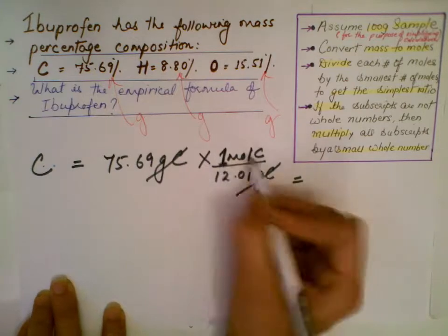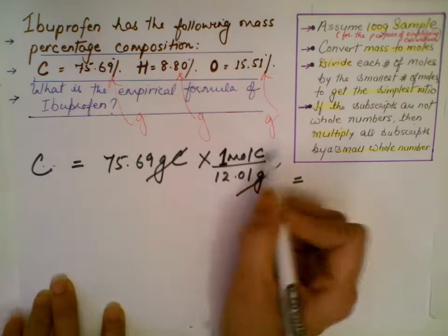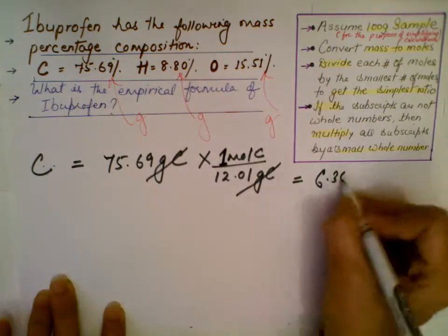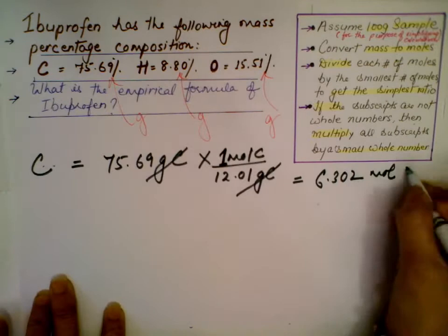When you use the calculator, divide these, because this is 1 here. It's not going to make any difference whether you do times 1 or you don't do it, but you need to divide these numbers, and you're going to get 6.302 moles of carbon.